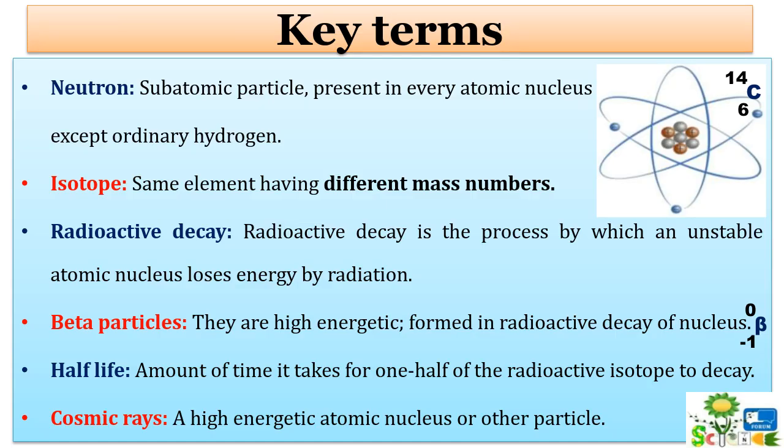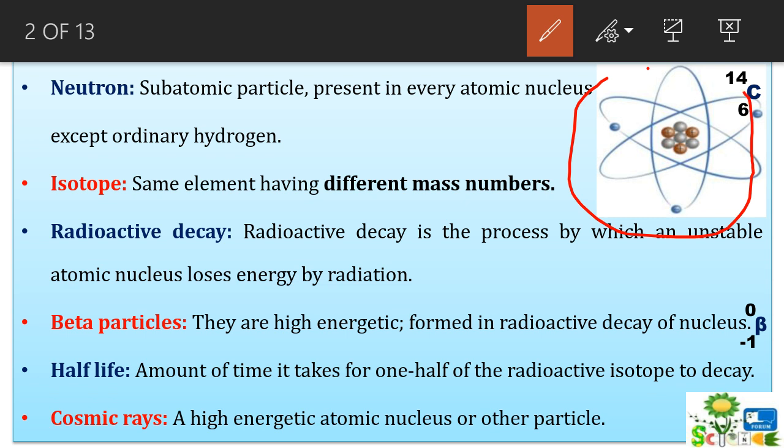Before that, we need to understand a few terminologies: neutron, isotope, radioactive decay, beta particle, half-life and cosmic rays. Here this is the structure of a typical atom. The central part is the nucleus. Here a brown sphere represents the proton, whereas a gray sphere represents a neutron, and these are the revolving electrons. The weight of the atom is contributed by the nucleus only, because the weight of electrons is negligible. So you came to know about neutrons.